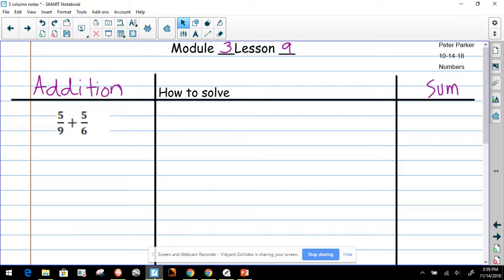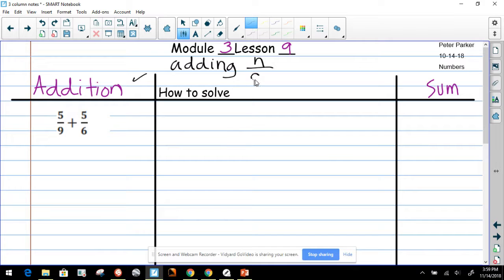This is our studio. We're working on Module 3, Lesson 9, and we are solving an addition problem. And we are looking at adding fractions. This is the symbol for fractions, numerator and denominator, with unlike denominators.